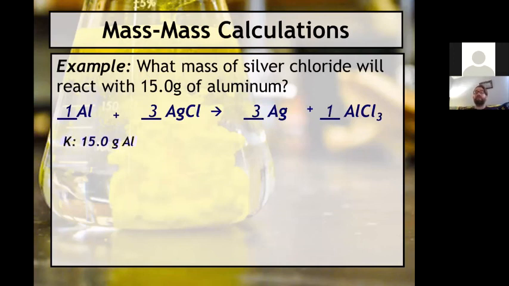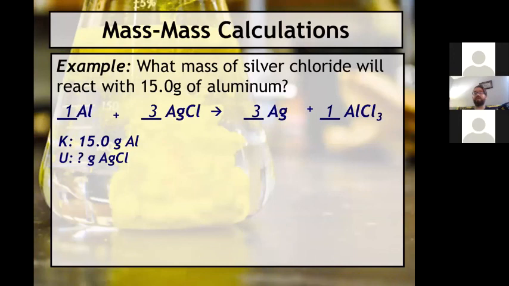I do know from the example that my known quantity is 15 grams of aluminum. Those 15 grams of aluminum are going to match up with some amount of my unknown, which is the grams of silver chloride. I don't know how many grams of silver chloride it's going to use to pair up with the 15 grams of aluminum. To figure that out, I'm going to go through my 3-step process. Remember, it's mass to moles, then moles to moles, and then moles to mass again.